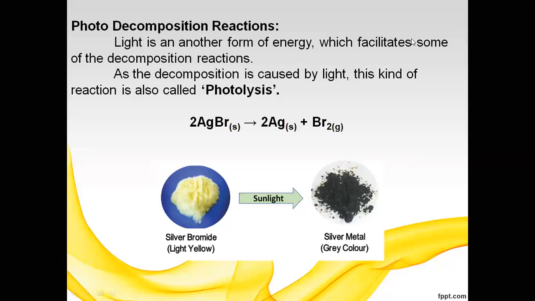So the reactant that is divided into simpler substances using light, that is called photolysis. So these are the decomposition reactions. Okay, so the next one is, this silver bromide, this is yellow color. So it is further converted into gray colored silver metal. So this is the compound, and this is converted into element and element. So this is the element to element decomposition.